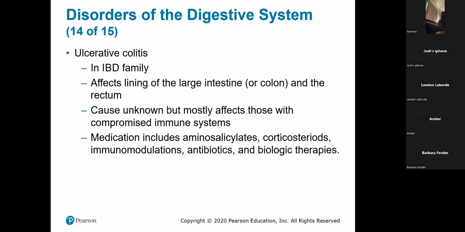Next, we have ulcerative colitis. This is in the IBD family, that just irritable bowel disease family is what IBD stands for there. This affects the lining of the large intestine or the colon and the rectum. The cause is unknown, but mostly affects those with a compromised immune system. Medication treatments include the aminosalicylates, corticosteroids, immunomodulations, antibiotics, and biologic therapies.